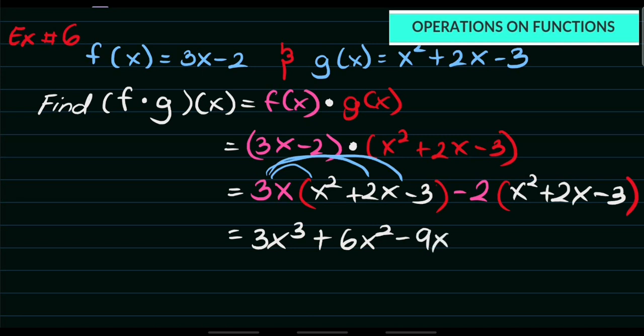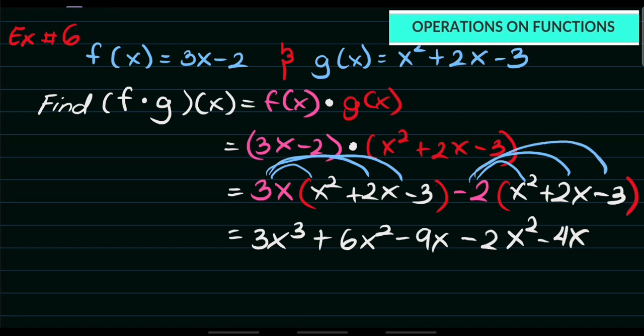Alright, next. Followed by the second term, which is negative 2 times x squared. So, that is equals to negative 2x squared. Okay, followed by negative 2 times 2x, that is equals to negative 4x. And then, para sa last term niya, we have negative 2 times negative 3. So, that is a positive number, 6. And then, after that, don't forget to combine the common or the like terms.